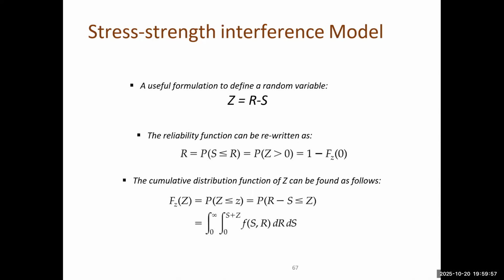Since the reliability is the probability that strength exceeds the stress, P less than R, it is now equivalent to the probability that the safety margin Z is greater than 0, right? So we can have the second formula here.